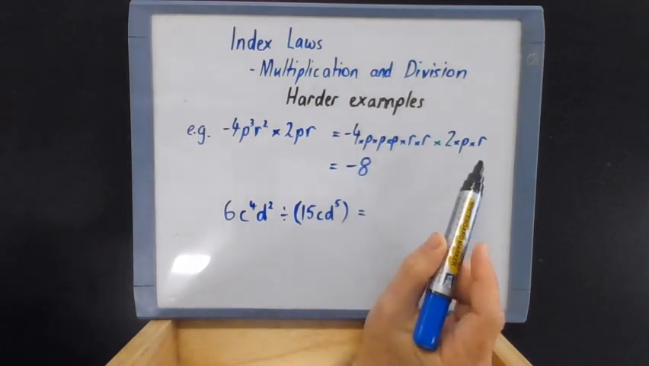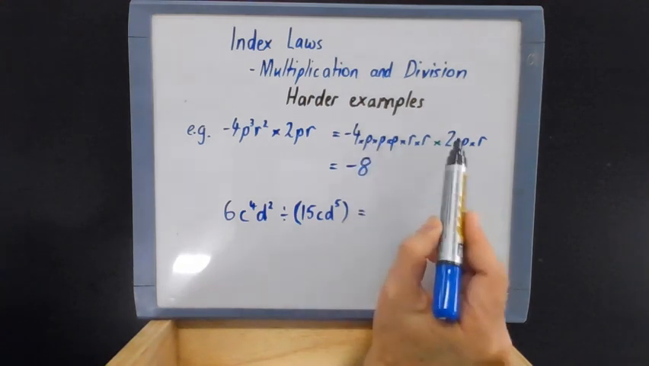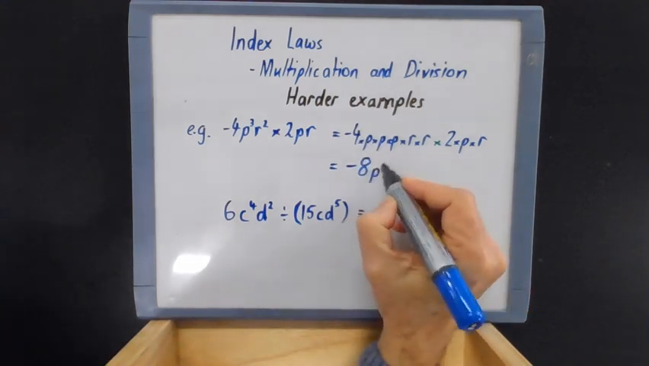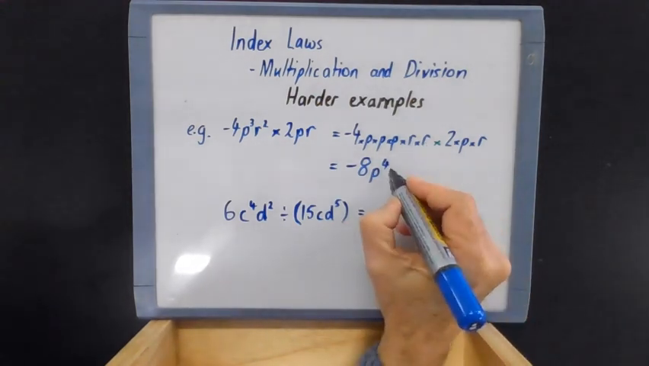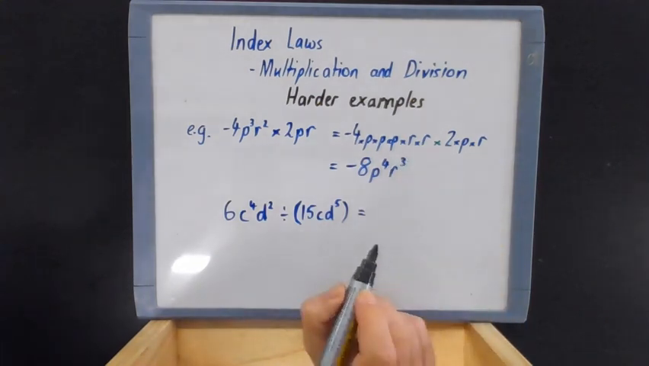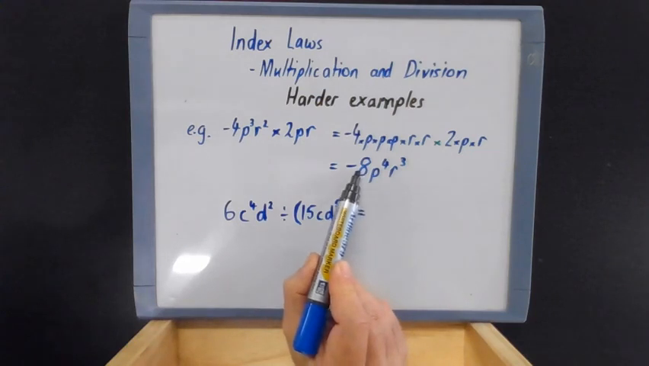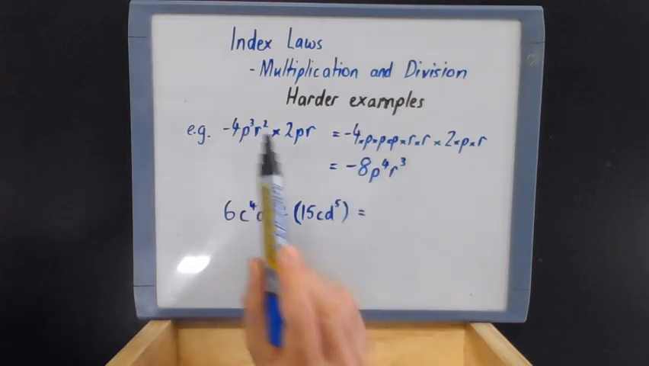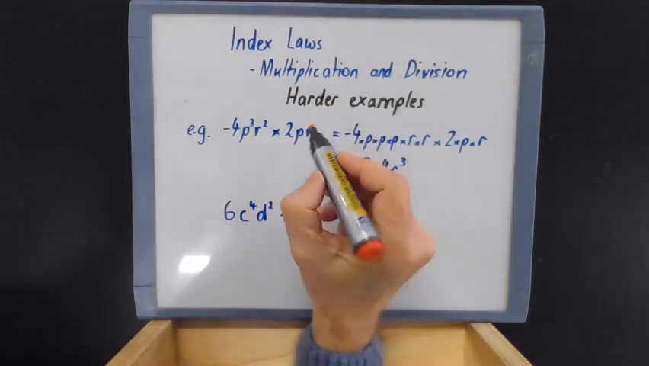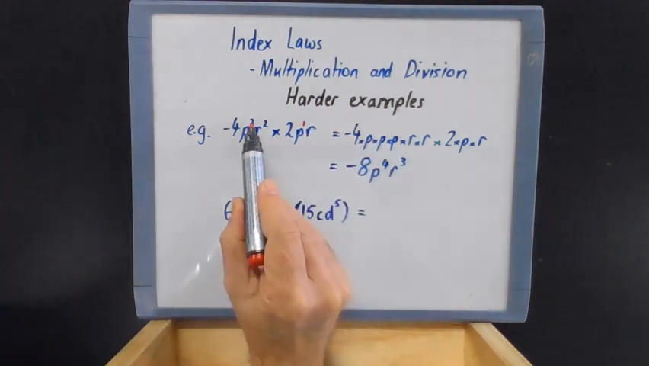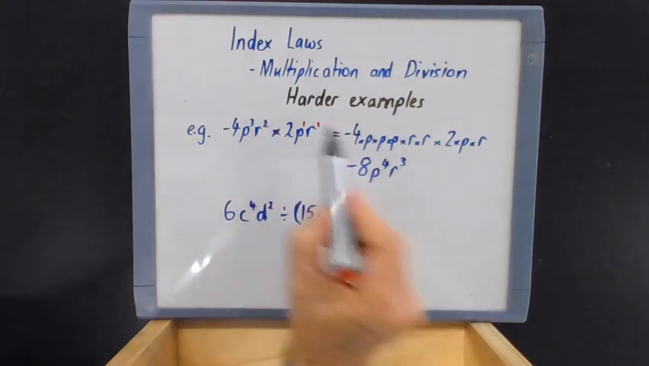And I've got lots of pronumerals to count up, basically. P occurs once, twice, 3 times, 4 times, so it's p to the power of 4. And r occurs 1, 2, 3 times, so r cubed. Again, shortcut: negative 4 times 2 is a negative 8. P to the 3 times p to the 1 is 4. R squared times r to the 1, 2 plus 1 is 3.